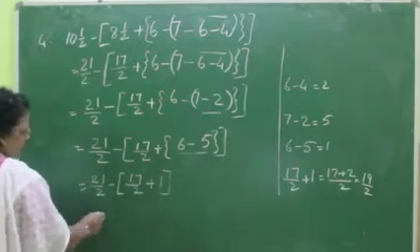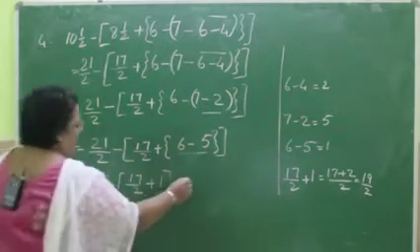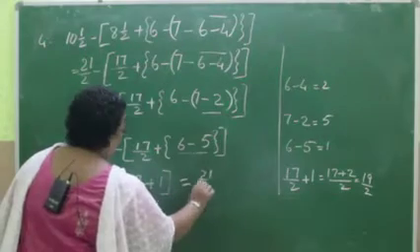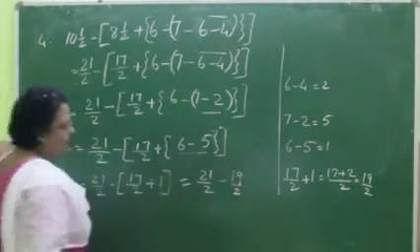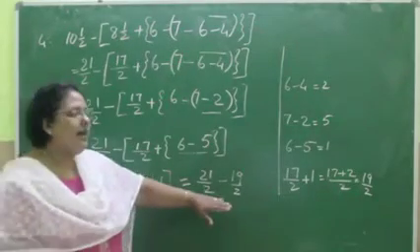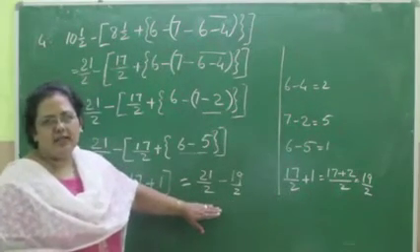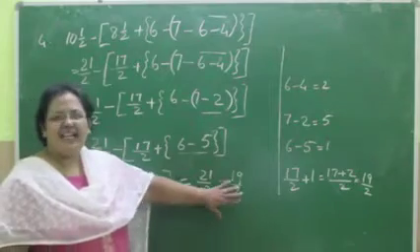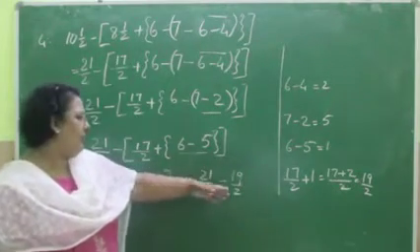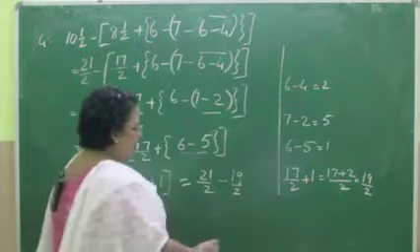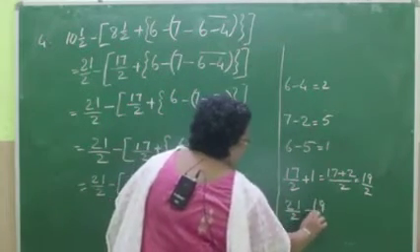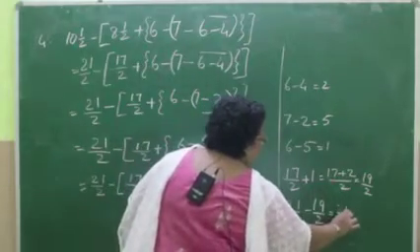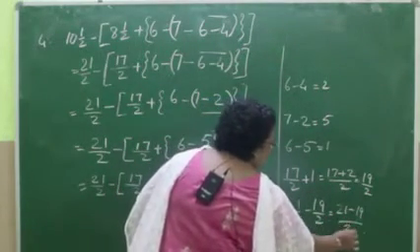Okay, so here I'll write 21 by 2 minus 19 by 2. Easy one, because here both denominators are the same. 2 is the denominator, so they are like fractions. So you can easily do the subtraction here. 21 by 2 minus 19 by 2, that is 21 minus 19 whole divided by 2.